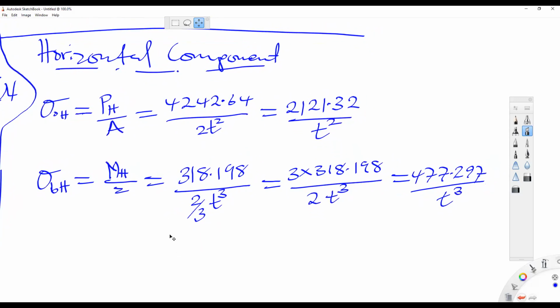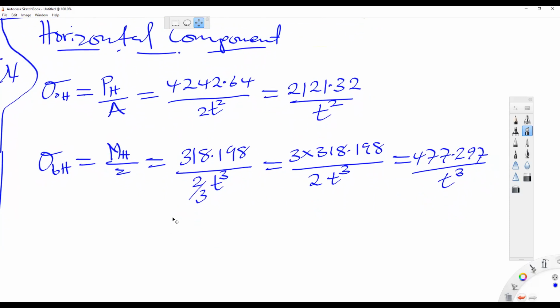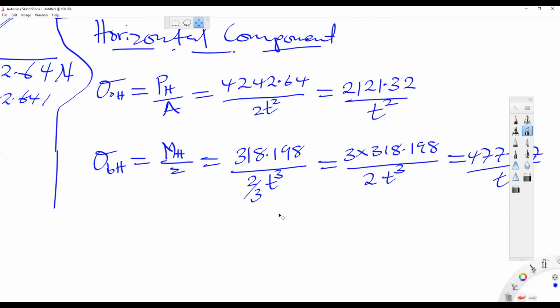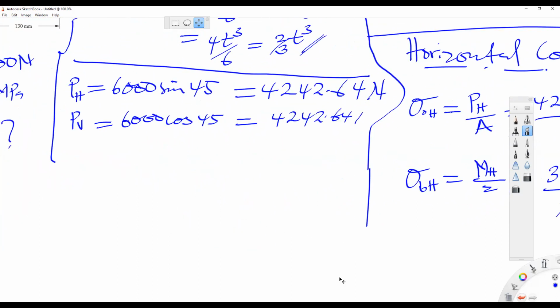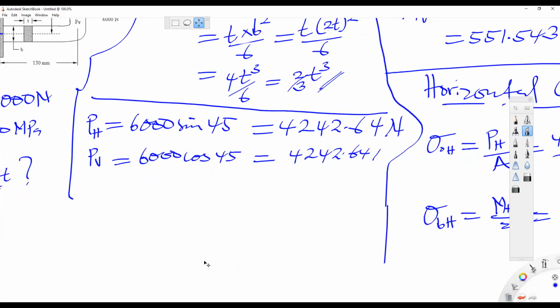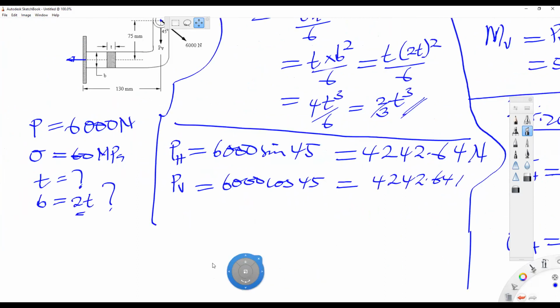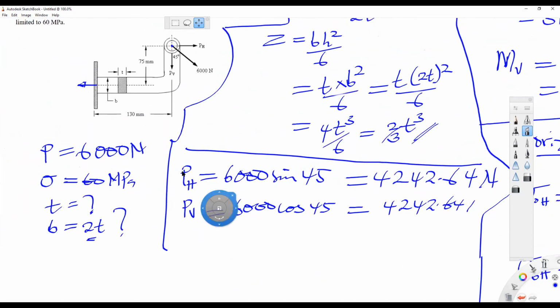All right, so let's look at the vertical component. If we are taking the neck region where the maximum stress should be occurring, the vertical component will not have a direct stress component, but it will just be bending stress at the neck. So what we have to do is to determine that bending stress value.